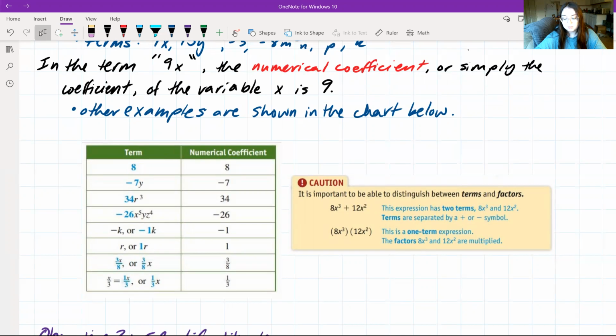Factors in this case would be something like 8x cubed times 12x squared. So this would be a one-term expression, since when you multiply them together, you're going to end up with one term. So these are factors that are being multiplied. So there is a difference there.